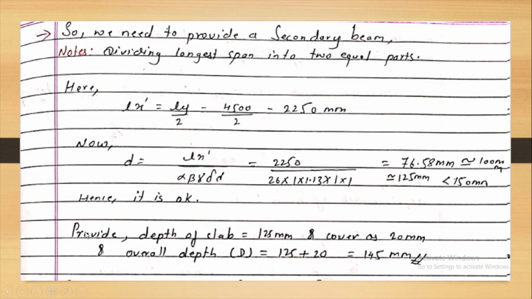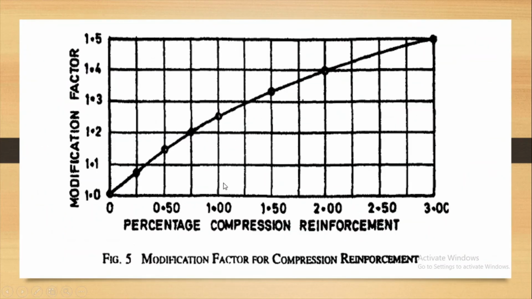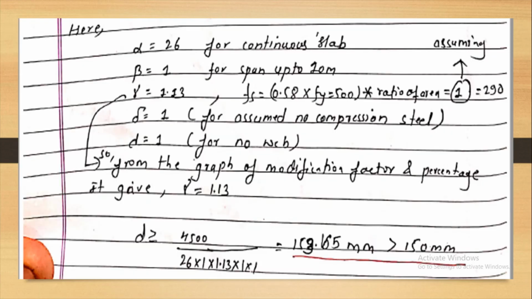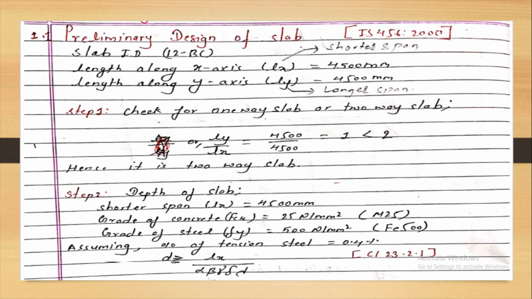Now provide a depth of slab of 125 mm and cover as 20 mm, so the overall depth is equal to 125 plus 20. By adding these two values, I'm getting 145 mm. Okay, that's all. Actually the main purpose of the preliminary design of the slab is just to find out the thickness of the slab, and on the basis of the preliminary design we do the final design.